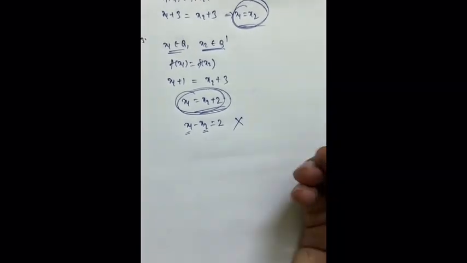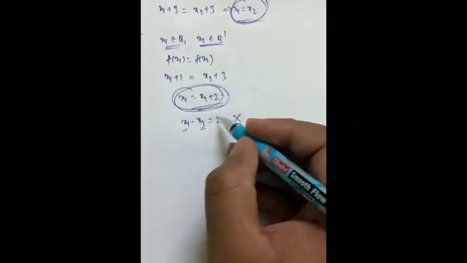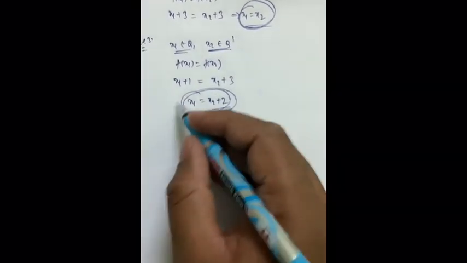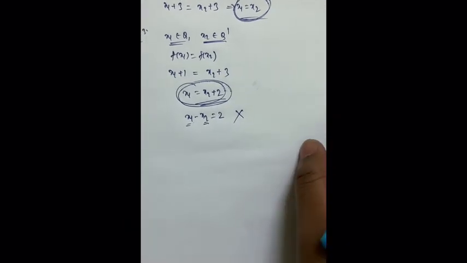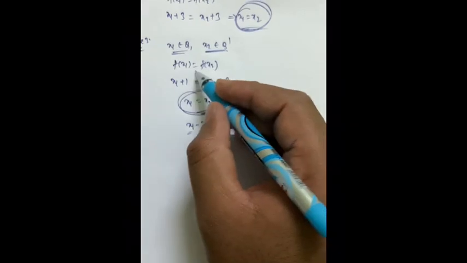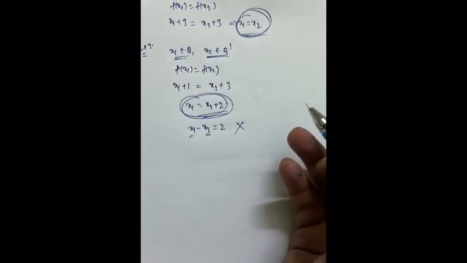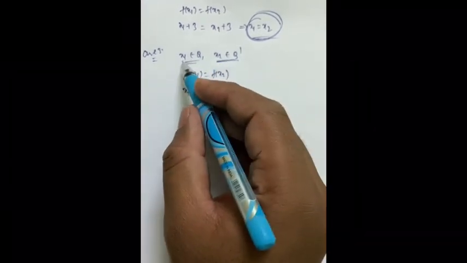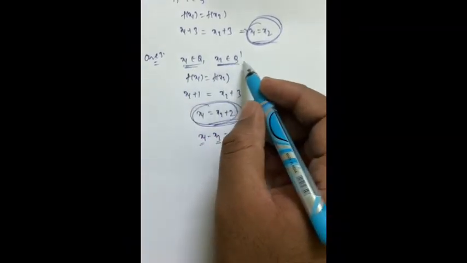Rational minus irrational can't be 2. So you can't take this relation and say it is not 1-1, because this relation can't hold at all. So in this case, f of x1 equals f of x2 is only possible if x1 equals x2, which is not possible here because one is rational and one is irrational.